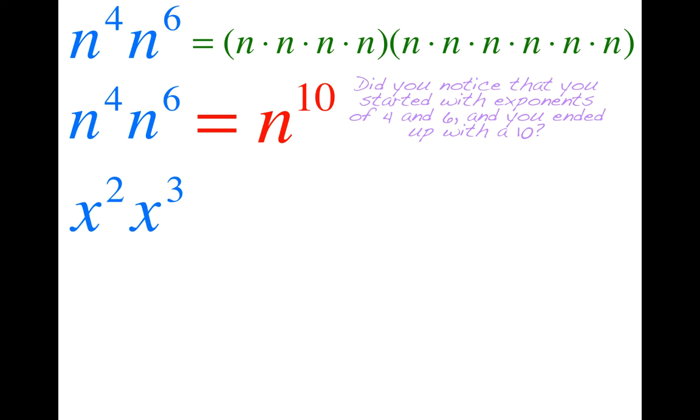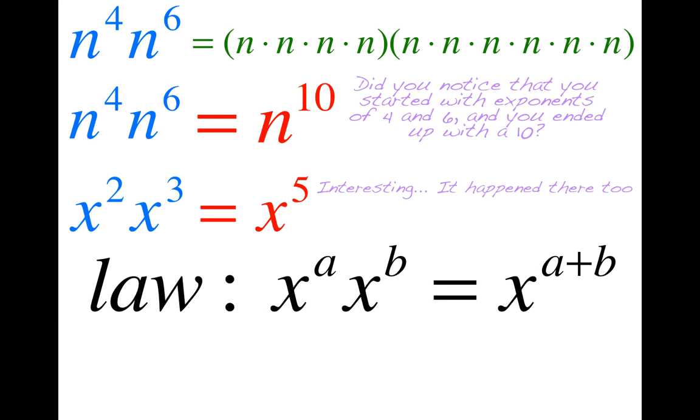Notice that you started with a 4 and a 6 and you ended up with a 10. And when we had x squared times x cubed, you started with a 2 and a 3 and you ended up with a 5. Interesting. Something happened there. What was it?